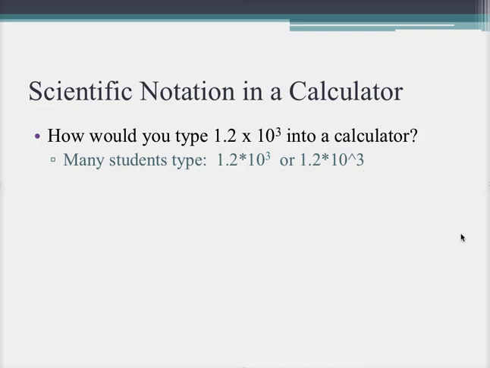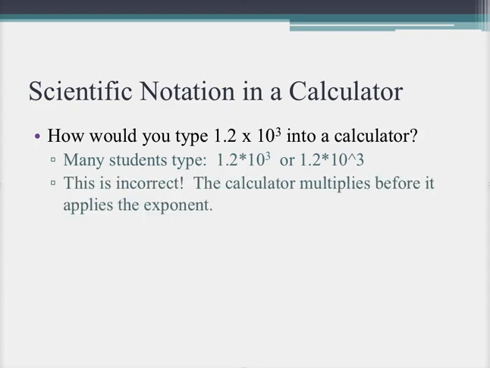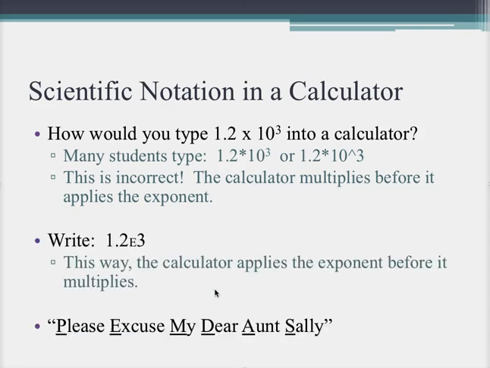But the calculator is not very smart, and it just reads things left to right. It doesn't know PEMDAS, or please excuse my dear Aunt Sally. So what ends up happening is the calculator multiplies the 1.2 times the 10 and then applies the exponent to the whole thing, and you get the wrong number, because as we know, it should go exponents first and applied to the 10, then multiplied to the 1.2.